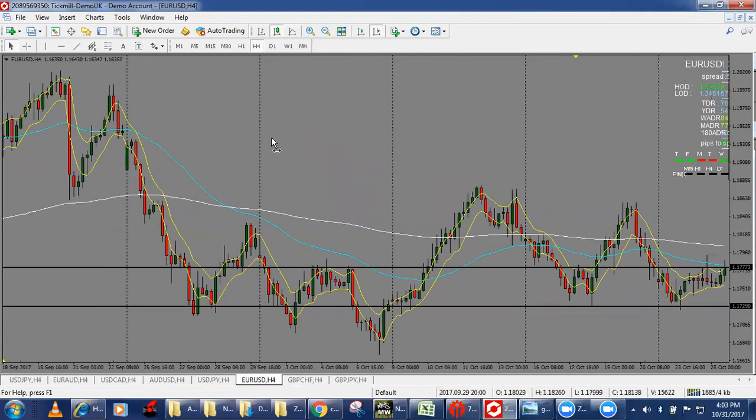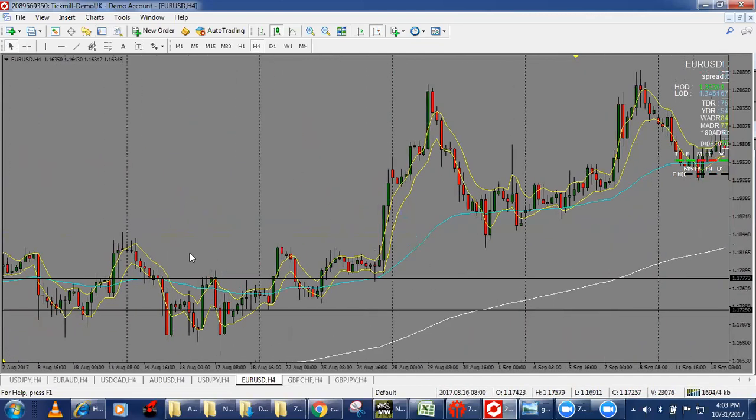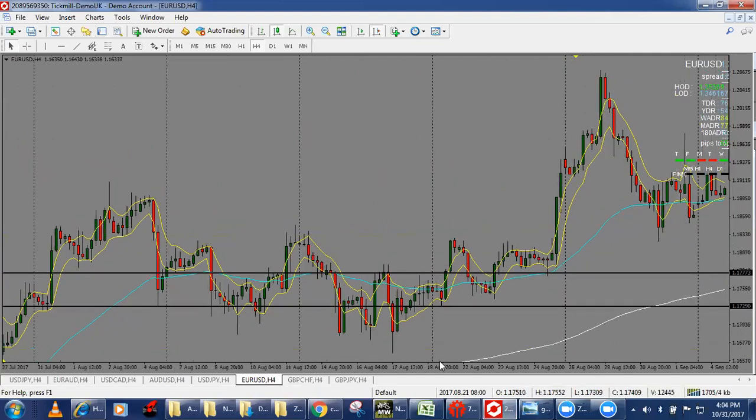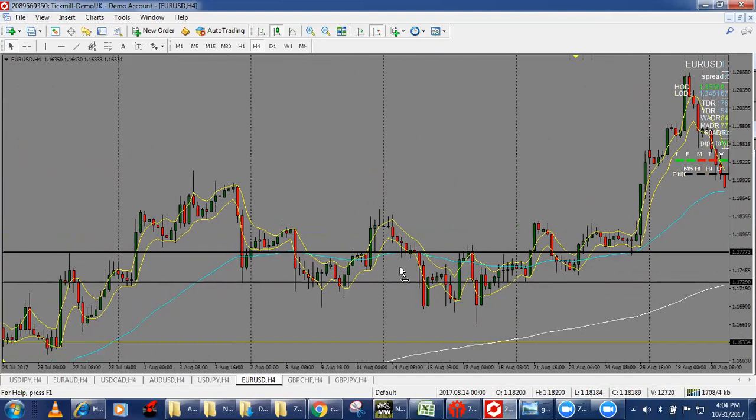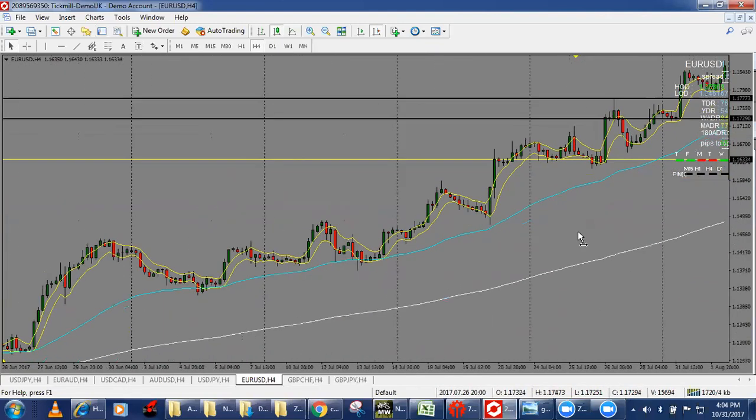Then I look to place a buy or a sell trade. This is for a sell. For a buy trade, I'm looking for a scenario like this, right? I wouldn't like it mostly when the 50 and the 200 are far apart from each other. I want them to be a bit closer to each other.